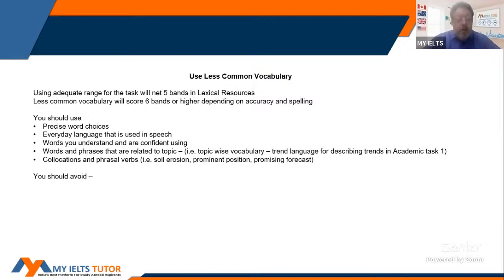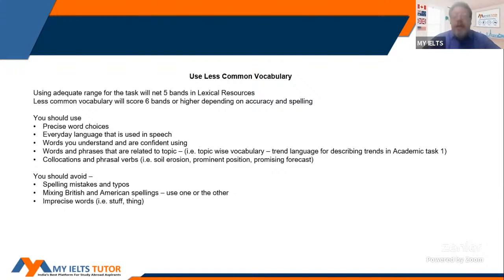All right, so now what you should avoid is spelling mistakes and typos. Then you want to avoid mixing British and American spellings. Use one or the other. Don't mix the two. And I would stick to the spelling style that you are most comfortable and confident in using. So don't mix the 2 different types of spelling.